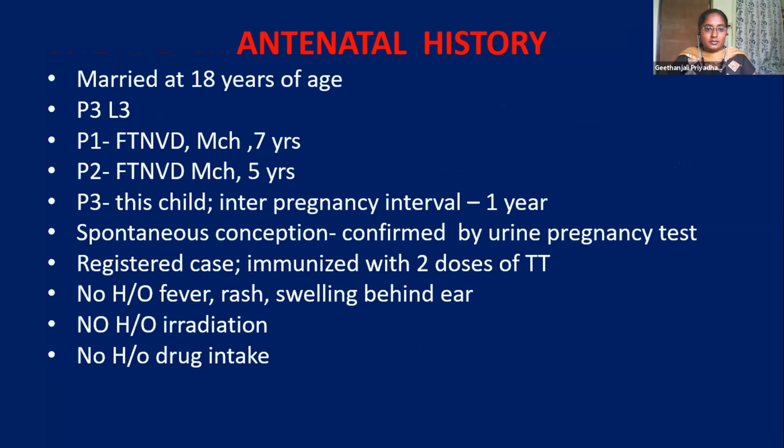Antenatal history. Married at 18 years of age. Para 3, live 3. Para 1, full-term normal vaginal delivery under MCH, and the child is 7 years now. And Para 2, full-term normal vaginal delivery under MCH, and the child is 5 years of age. And Para 3, and this is this child. Interpregnancy interval is 1 year, and spontaneous conception confirmed by urine pregnancy test. And she is a registered case, immunized with 2 doses of tetanus toxoid. No history of fever or rash or swelling behind the ear during the antenatal period, or no history of irradiation or drug intake during the antenatal period.